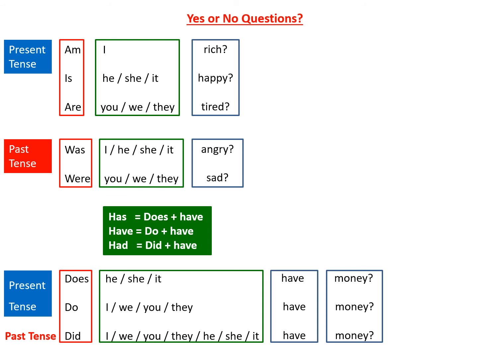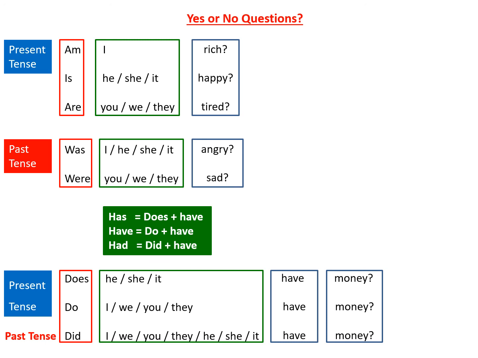Next, had. Had is used with all pronouns and nouns, whether it is singular form or plural form. Did I have money? Did we have money? Did you have money? Did they have money? Did he have money? Did she have money? Did it have money?